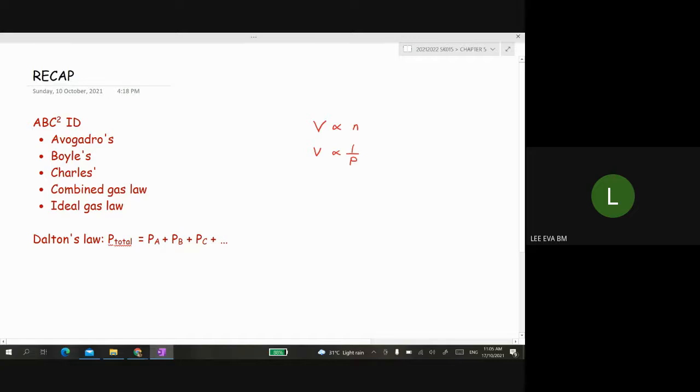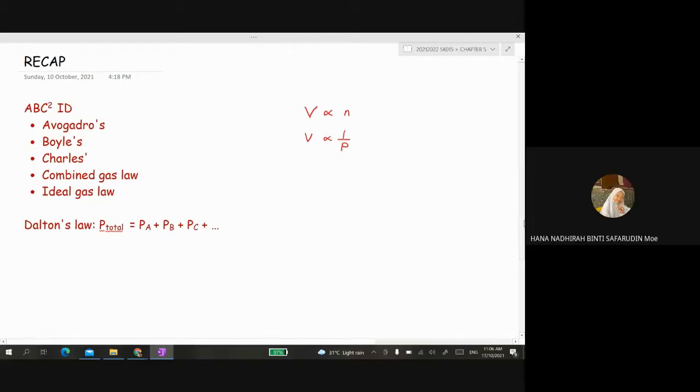The experiment for those who have already done it has something to do with Boyle's law. Okay, and how about Charles' law? Volume of gas is directly proportional to absolute temperature. Okay, what does absolute temperature mean? It must be in which unit? Kelvin.